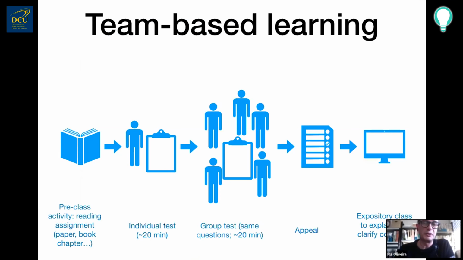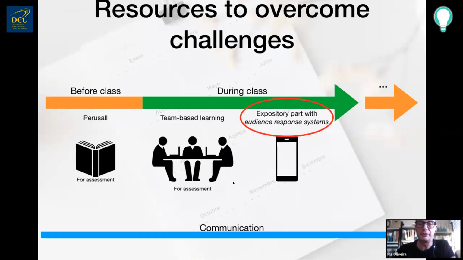They started with an individual test, and then a group test, and then the appeal. And then the end of the class was expository, based on the subjects that were not very clarified in the TBL or in the subjects that were not included in the pre-class activity.